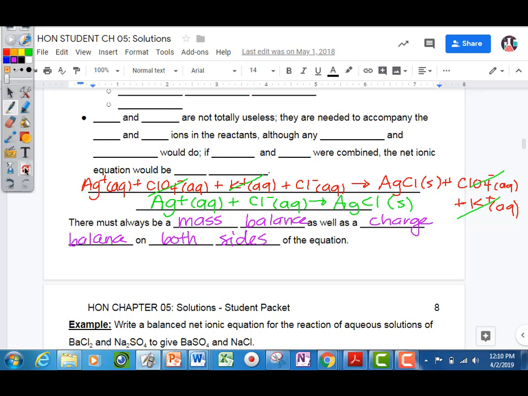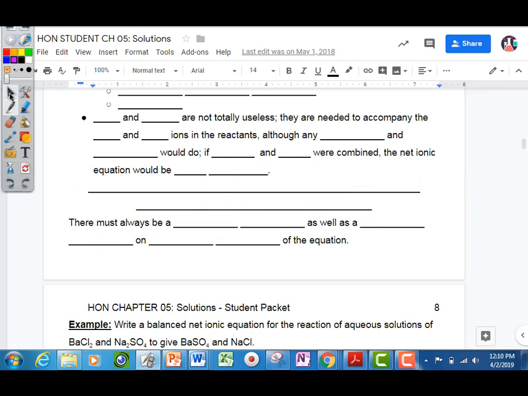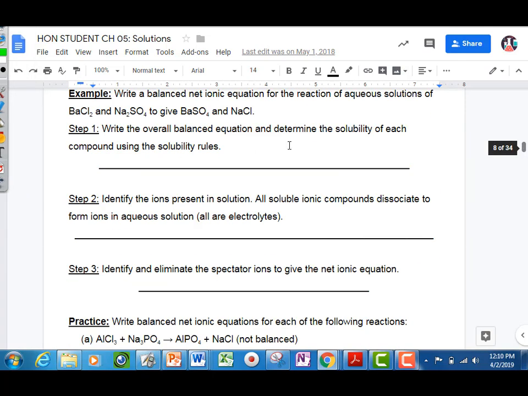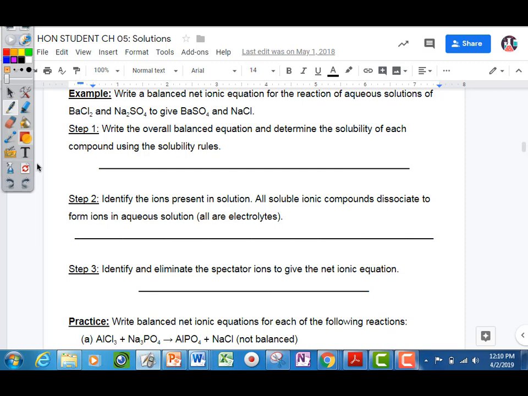So on page 8, just a couple of practice problems. I'll do one with you, and then I'll let you guys work on this on your own. All right, so top of page 8. It says, write a balanced net ionic equation for the reaction of aqueous solutions of barium chloride and sodium sulfate to give barium sulfate and sodium chloride. For this one, it's nice, I already gave you the formulas for everything.